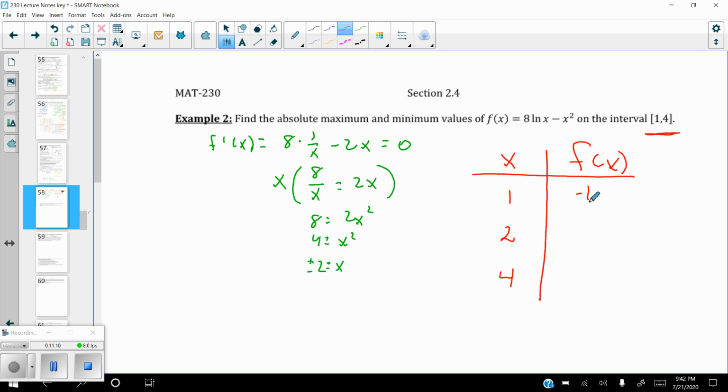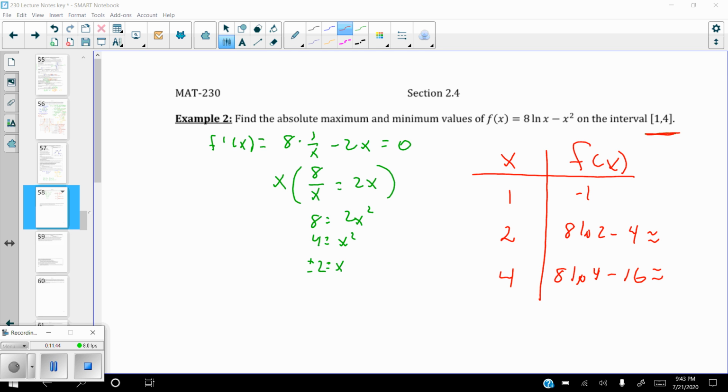I'm going to get 8 times the natural log of 2 minus 2 squared, which is 4. And then the last one, I'm going to get 8 times the natural log of 4 minus 4 squared, which is 16. We're probably going to need to plug those into a calculator so we get some kind of a decimal approximation here so that we can actually see which one of these things is going to be a bigger or smaller number. So I'm going to go ahead and plug these in.